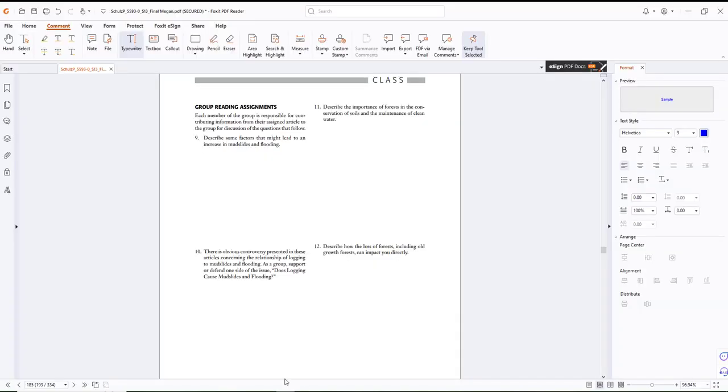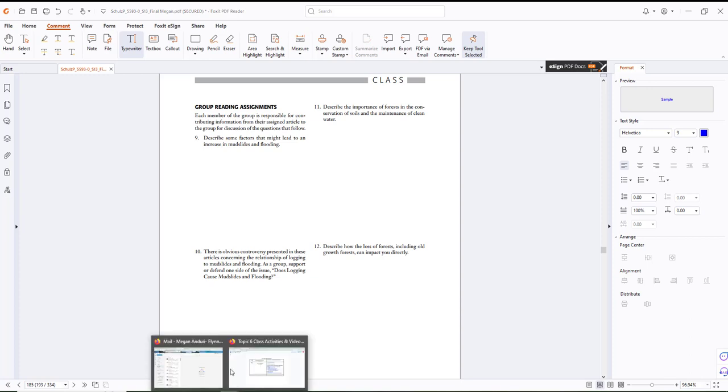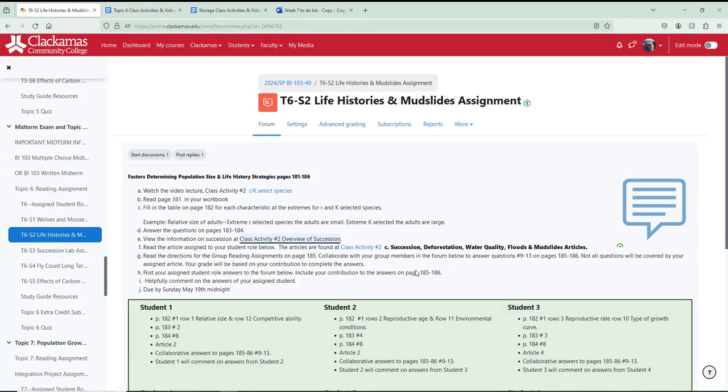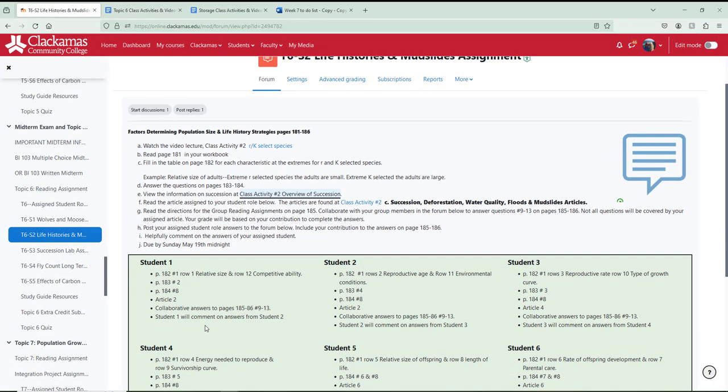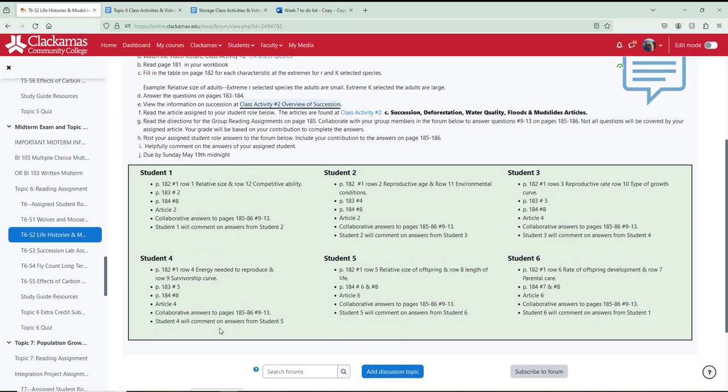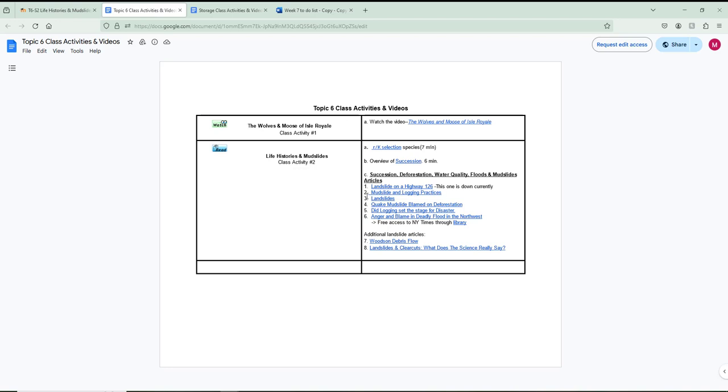So up here, you have articles that you're assigned: Article 2, Article 4, Article 6. If you're assigned 2, you're going to read this article. If you're assigned 4, you'll read this article. If you're assigned 6, you'll read this article. And based on your articles, you're going to answer the questions.